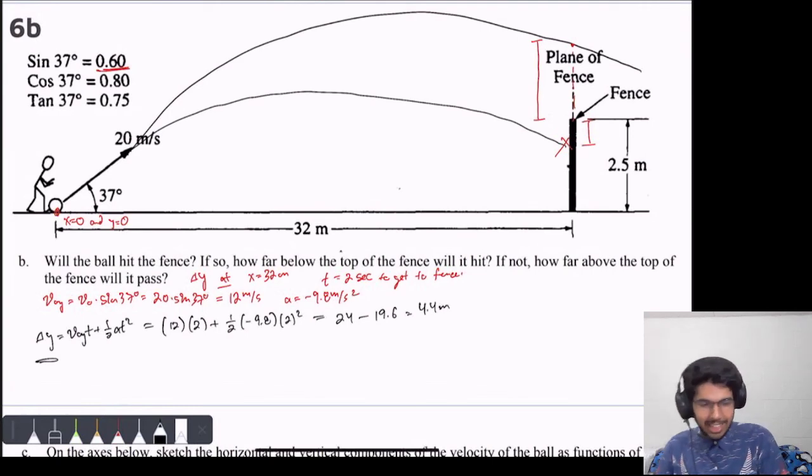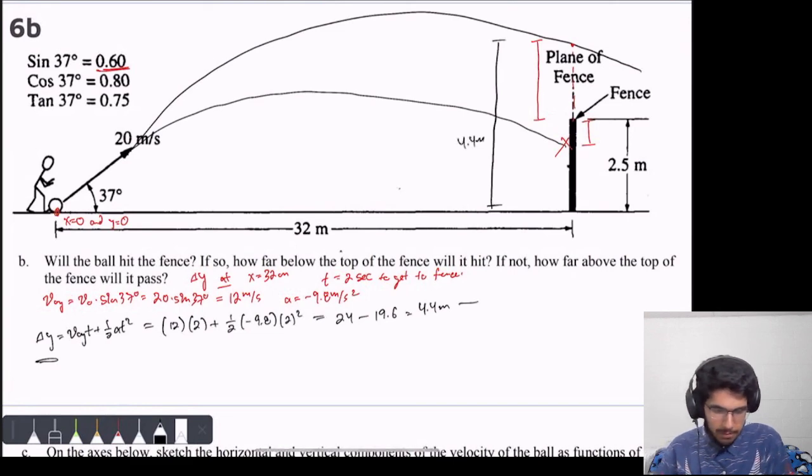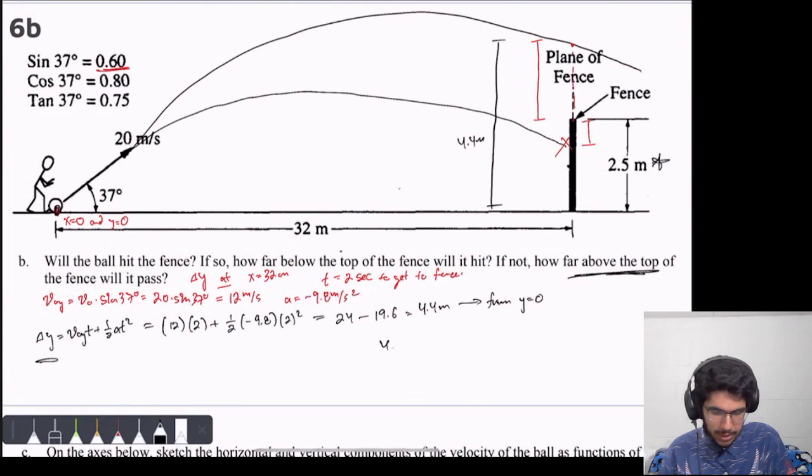So that is saying this height is 4.4 meters, because this is from y equals 0, since we started at y equals 0. So to find how far above the top of the fence it'll pass, we have to subtract this 2.5 meters from it. So 4.4 meters minus 2.5 meters equals 1.9 meters above the fence.